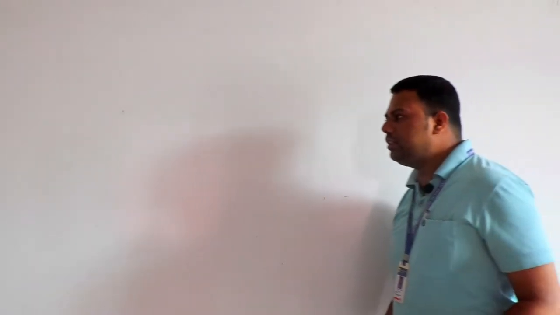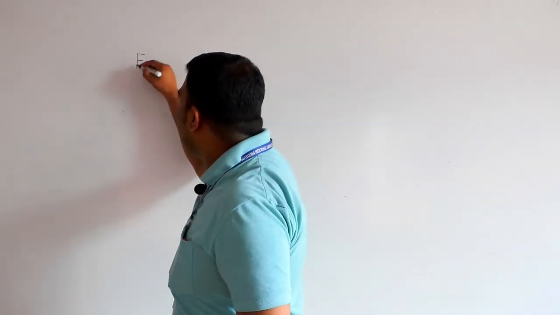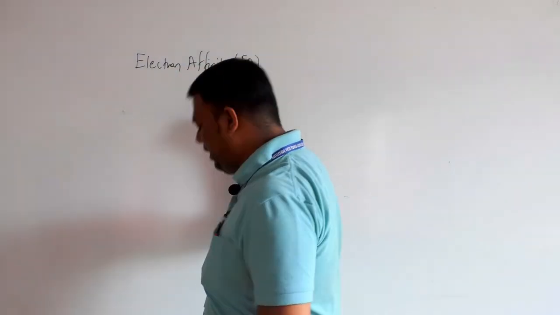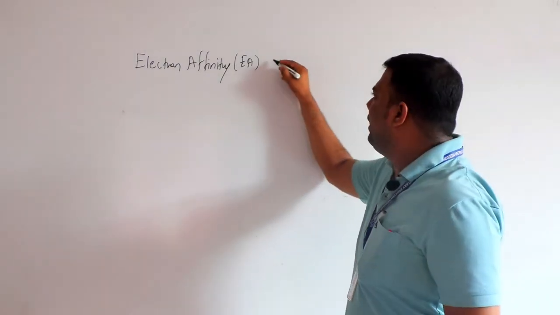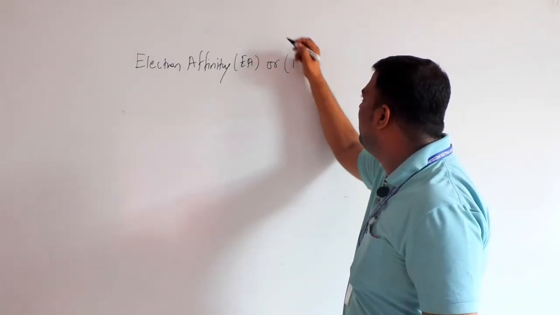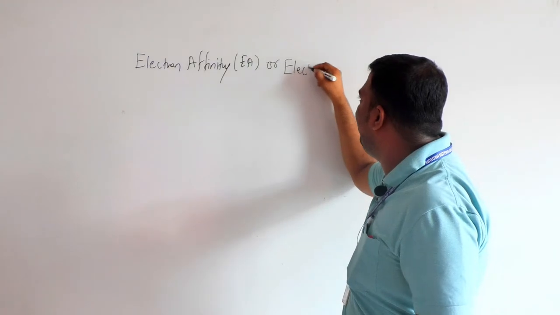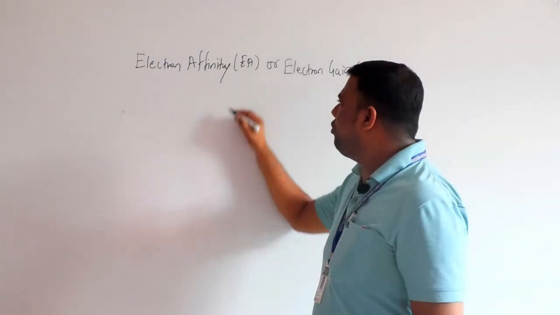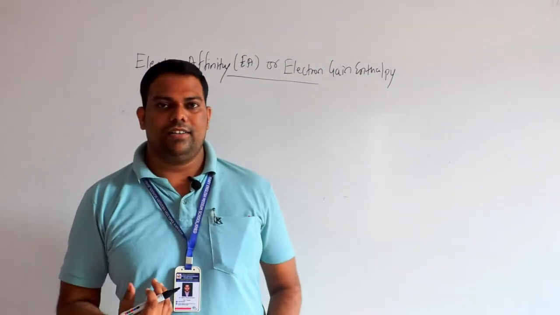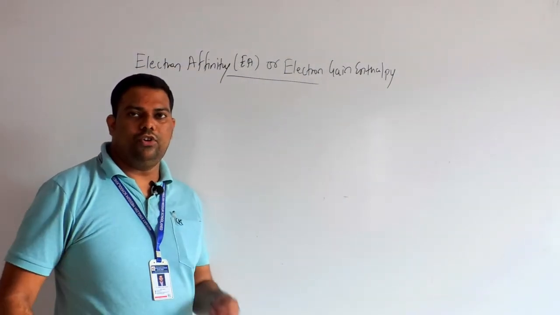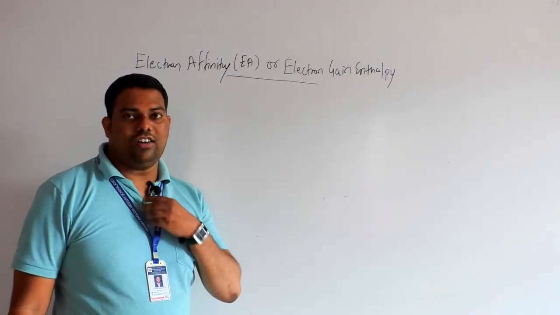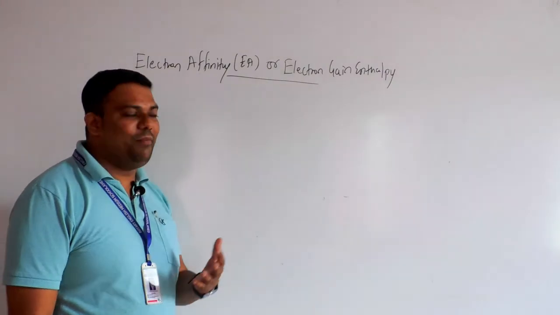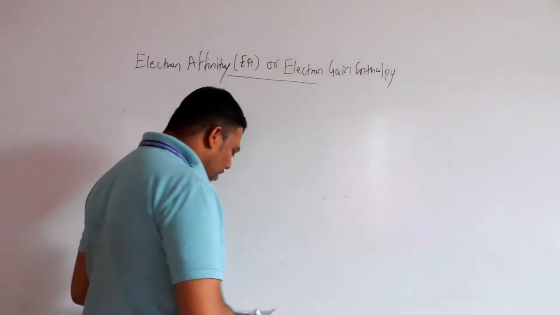Now we will discuss electron affinity. Electron affinity we can also write as electron gain enthalpy, EGE. Affinity means to attract. We are human beings, so we all have affinity towards water. Like that, here is affinity towards electrons. Some elements are like that.